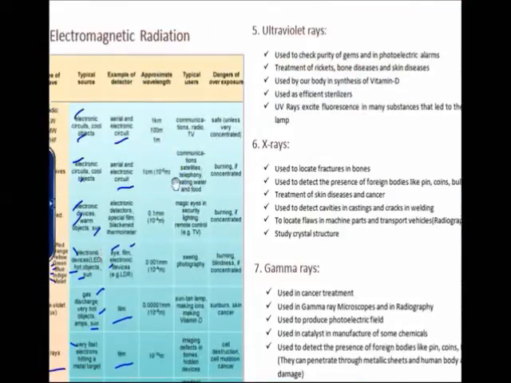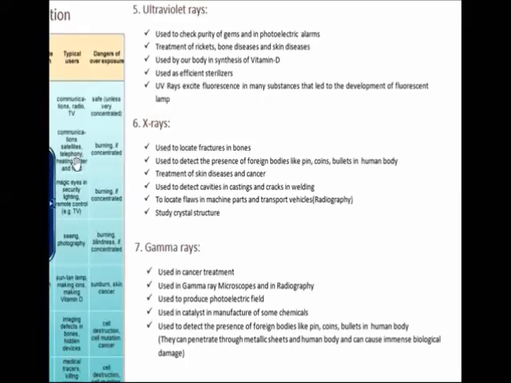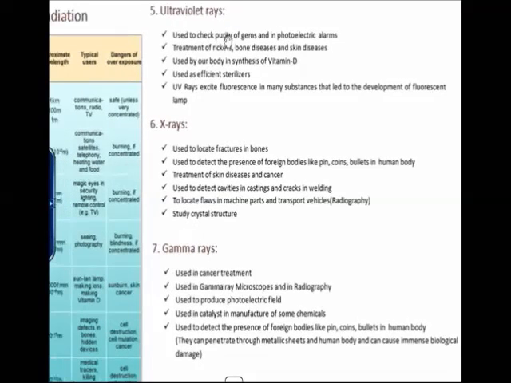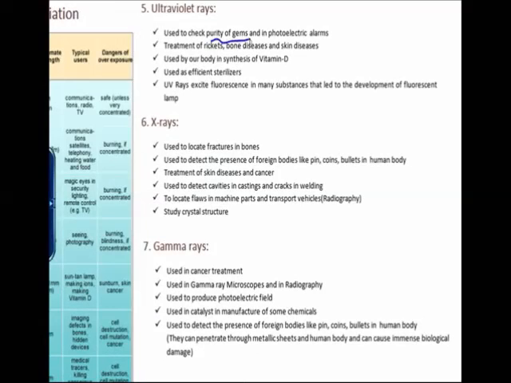Now coming to the next one, let us study about ultraviolet rays. Ultraviolet rays are basically used to check the purity of the gems and in photoelectric alarms. They are also used in the treatment of rickets, bone diseases and skin diseases. They are used by our body in the synthesis of vitamin D. They are used as efficient sterilizers. These ultraviolet rays excite fluorescence in many substances, which has led to the development of fluorescent lamps.